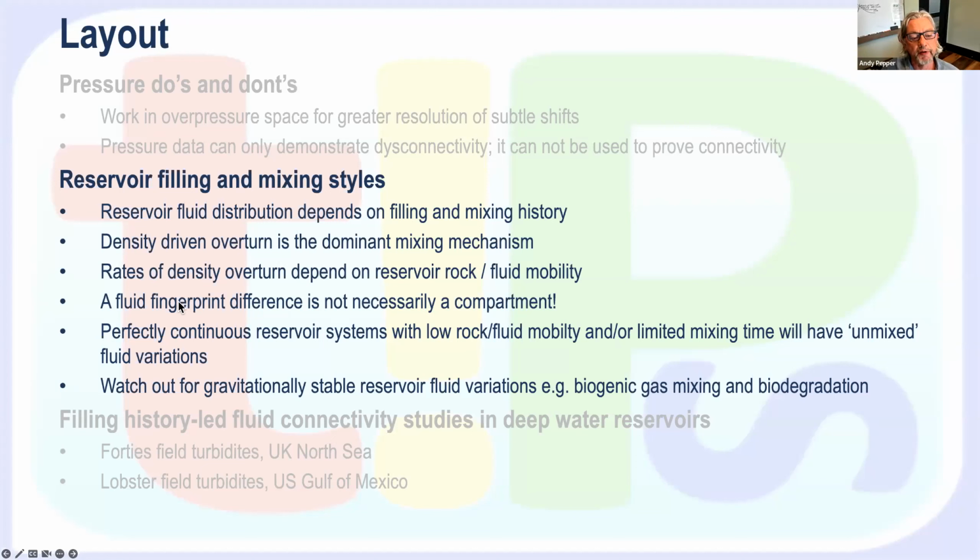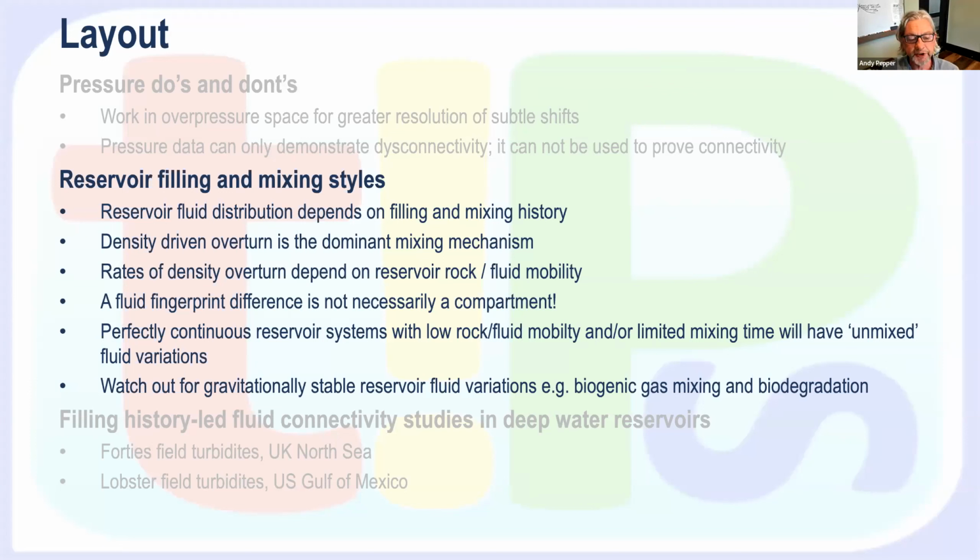So that means a fluid fingerprint doesn't necessarily mean a compartment, because if it's just poorly mixed because it hasn't had time to overturn and mix up, then basically you have a continuous thing. It just doesn't tell you that you have a bunch of compartments in there. And perfectly continuous reservoir systems with low mobility could have these unmixed signatures, which shouldn't be interpreted as fluid connectivity fingerprints. And I see geochemists making that mistake time and time again.